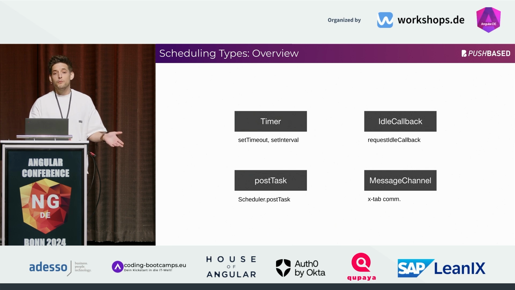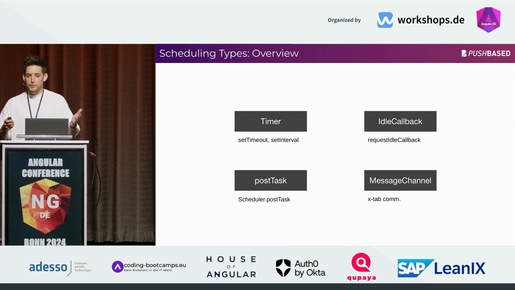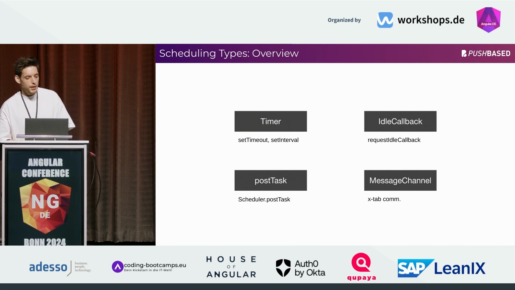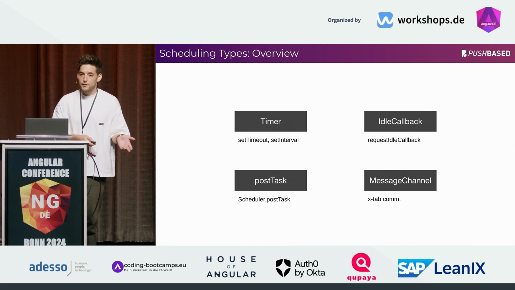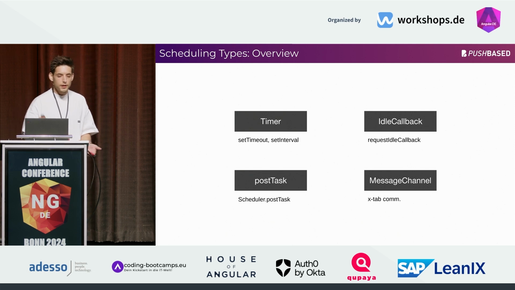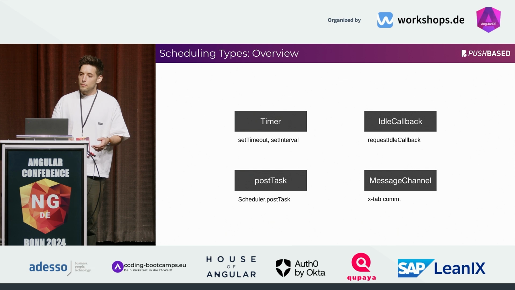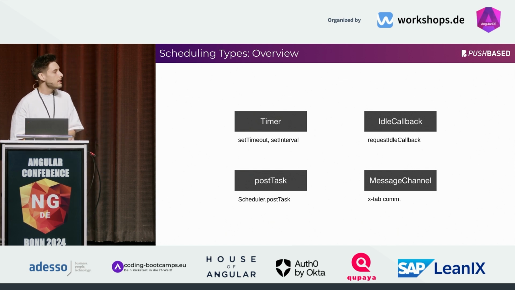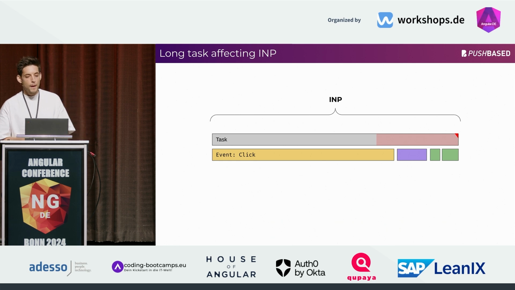So how can we schedule stuff? We have different APIs. It's not an exhaustive list here. But for example, you can use setTimeout. You can use requestIdleCallback. You can use the new postTask scheduler, which is only working in Chrome. Or there's something else that is called, for example, MessageChannel, which is usually used in order to synchronize multiple tabs. But it's also a way in order to schedule some work into the future.